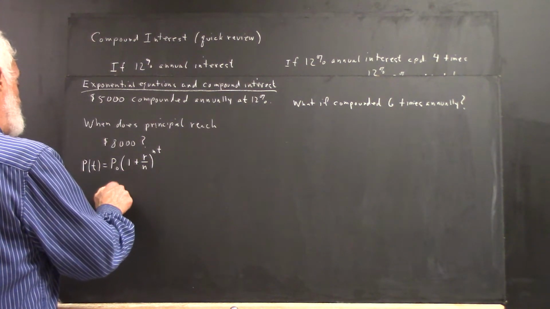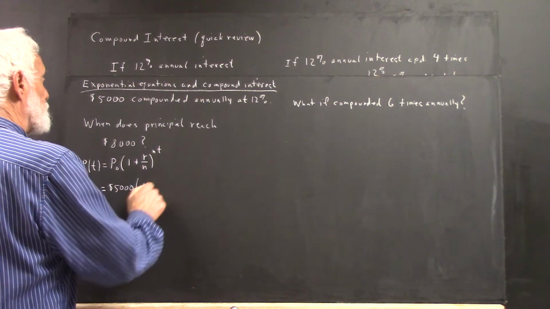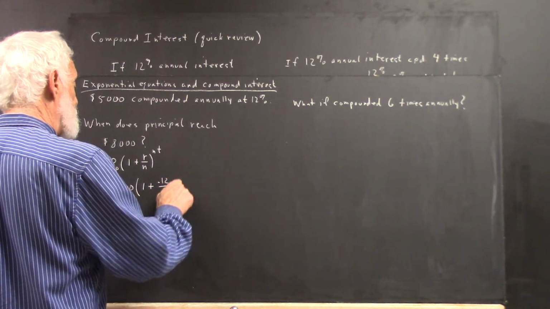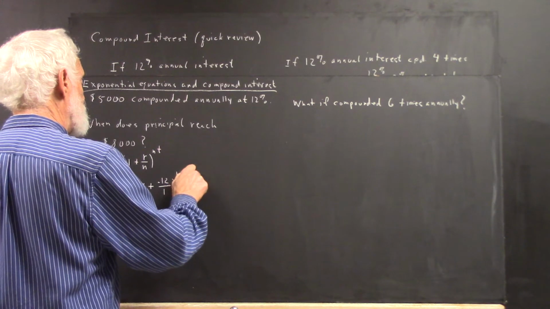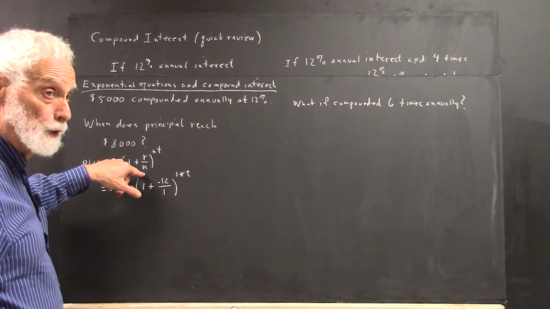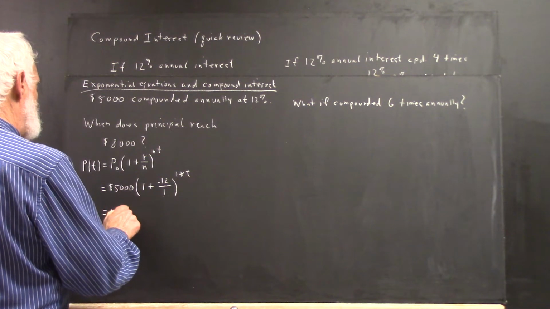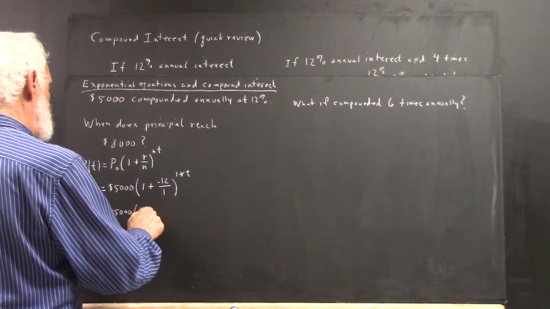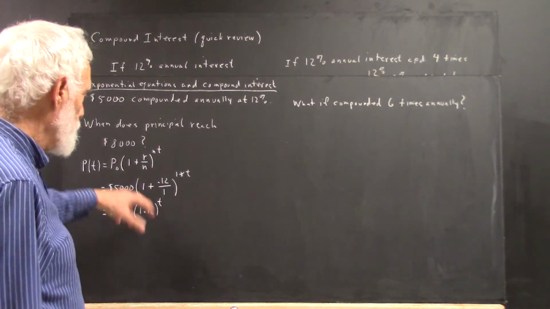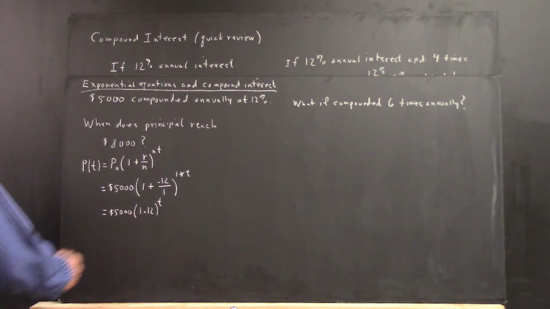So that's $5,000 times 1 plus your interest rate, which is 0.12 over 1, raised to the 1 times t. Now 1 because n equals 1, n's the number of times you compound annually. So that's 1 plus 0.12 over 1 is just 1.12, and 1 times t is t. So here's our principal function.